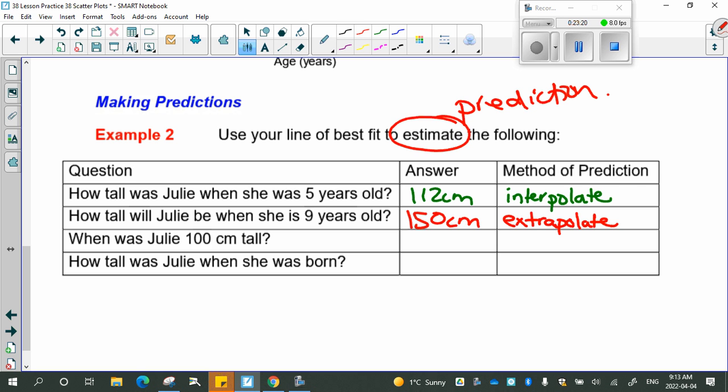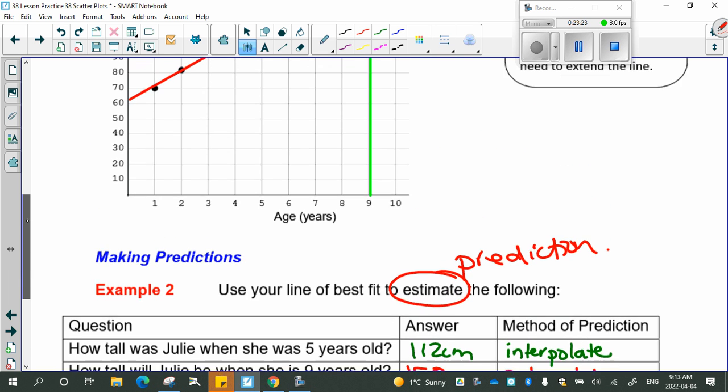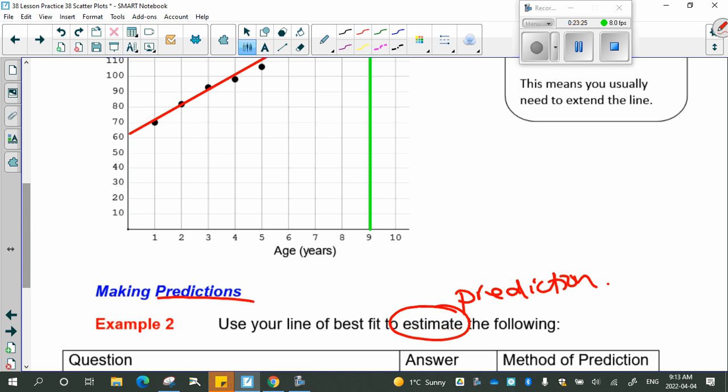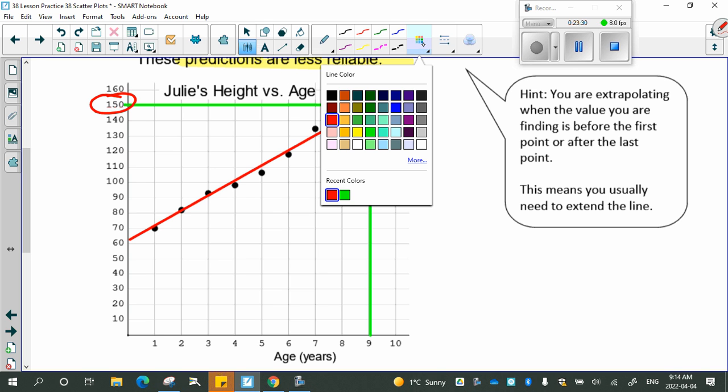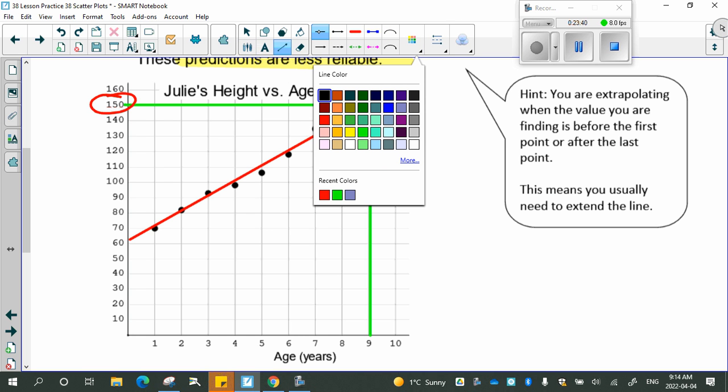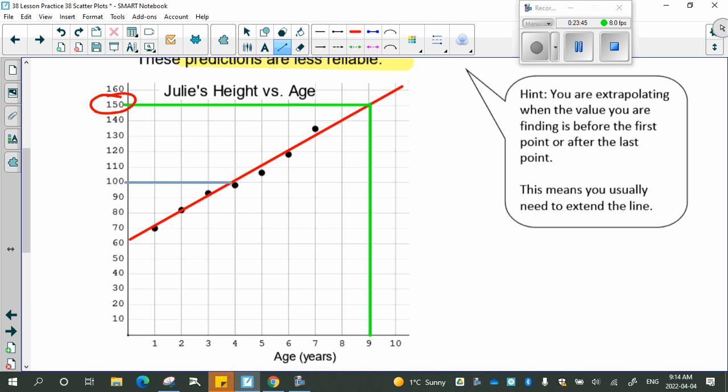Okay, when was Julie 100 centimeters tall? So again, this is a prediction, so we use our line of best fit. I'm going to use, I don't know, purple and a line. Now I'm going across to my line to 100 till it hits my red line. Oops. And then I'm going down to see how old she was.